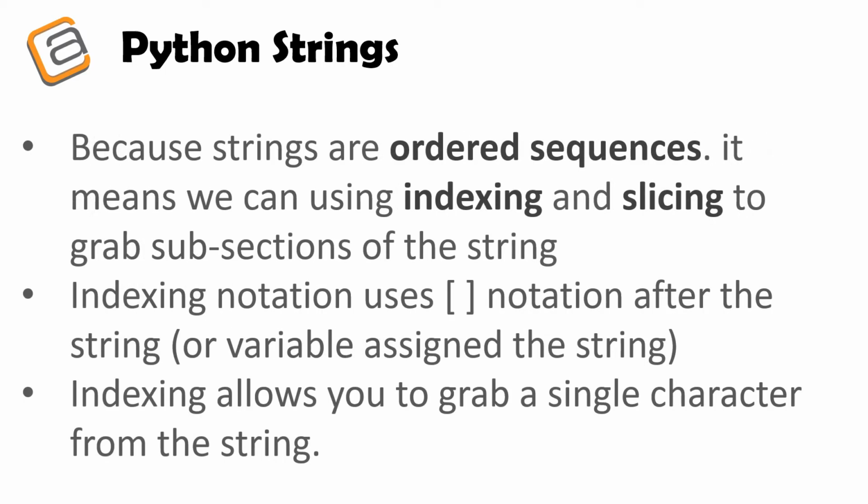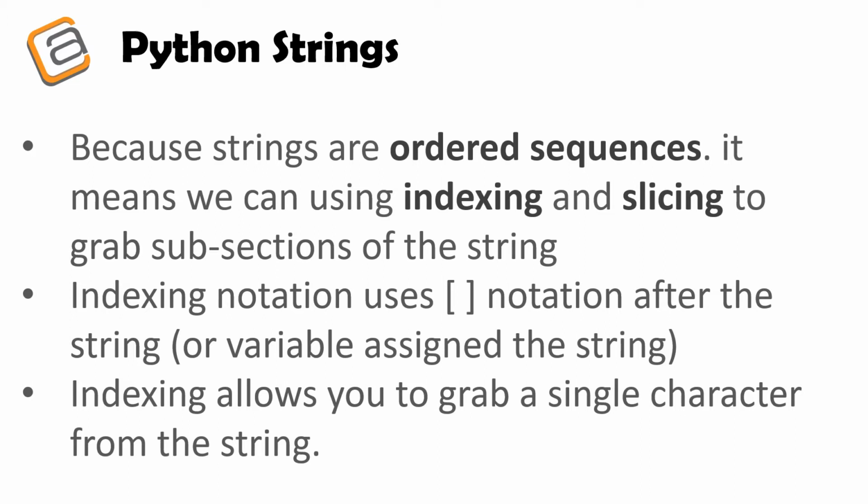Now, it's important to note here that strings are ordered sequences. That means we can use indexing or slicing to grab subsections of a string, because we know each character has a specific position. Indexing notation uses square bracket notation after the string, or the name of the variable assigned to the string. We're going to see lots of examples of indexing and slicing in just a little bit.